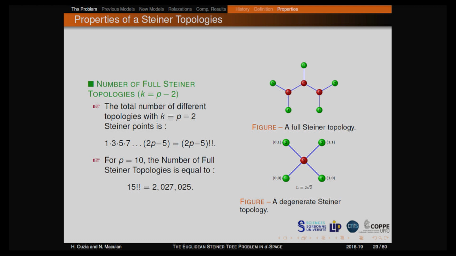I'm very interested now in the so-called full topology. This means I suppose I will have p minus 2. That's my opinion: when I start to construct my model, I shall use p minus 2. And then just for 10 points, look at that. You have 2,027,000 possibilities. That means the number of configurations, as you say.